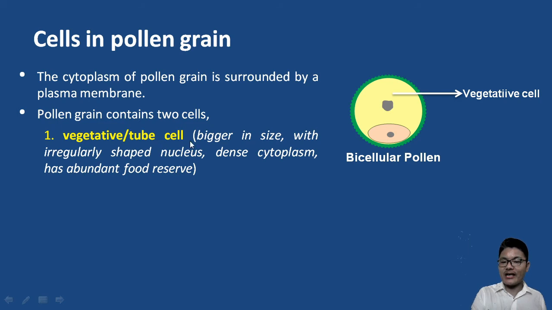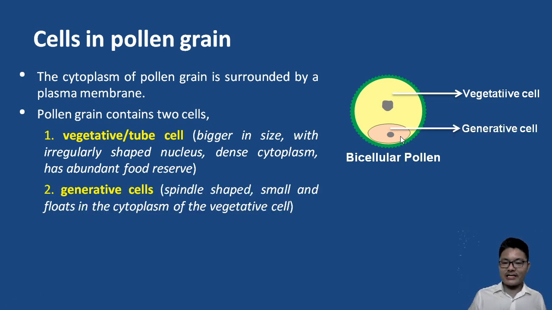The vegetative cell is usually bigger in size compared to the generative cell. The nucleus of the vegetative cell is irregularly shaped, and the vegetative cell has dense cytoplasm. The vegetative cell also has a good food reserve. So abundant food reserve is present within the vegetative cell. The vegetative cell will be nourishing the generative cell.